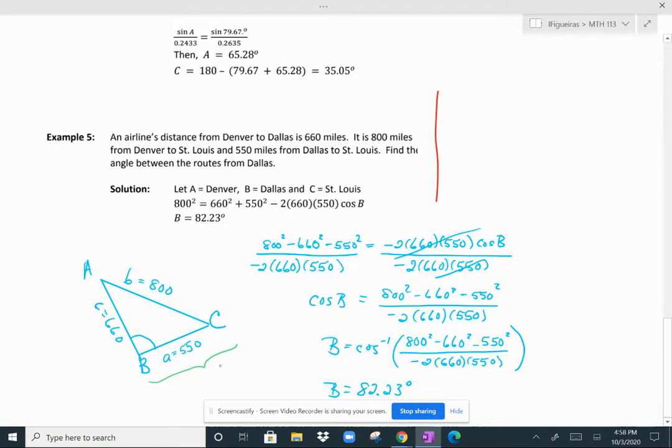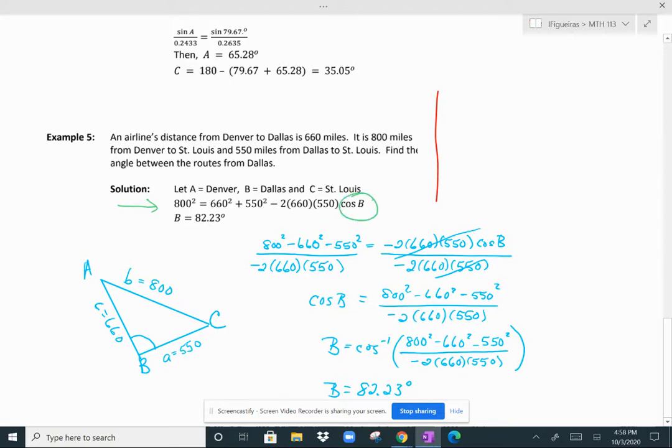So since I need to solve for angle B, you're going to start with the second formula for law of cosines, which is B squared. So that's 800 squared equals the C, here I wrote C squared first. So C squared plus A squared, could be A squared plus C squared, doesn't matter. So it's 660 squared plus 550 squared minus 2 times 660 times 550 cosine of B. And remember, we are solving for angle B.